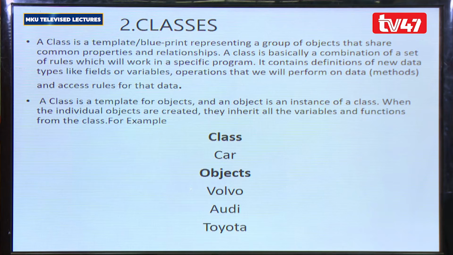We can also say a class is a template for object. And of course, an object is an instance of a class. And once the individual objects are created, they will inherit all the variables and functions from the class. So we have an example here of a class and an object. We can have a class being a car, and the object is either Volvo, Toyota, and the like, simply because when the individual objects are created, they will inherit all the variables and functions of a class.